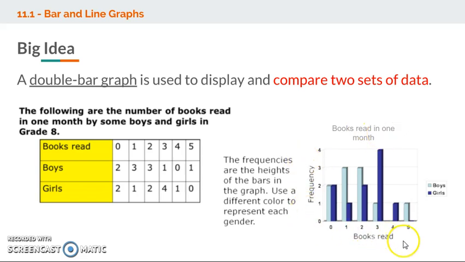Are your axes labeled? So this is the books read. This is the frequency. Do you have the bars touching? Is there a space when it goes to the next category? Okay, so just taking a peek at these, this is what we're going to create today.